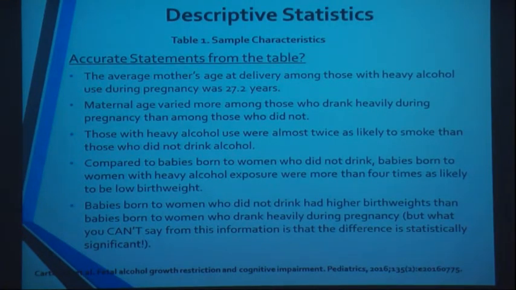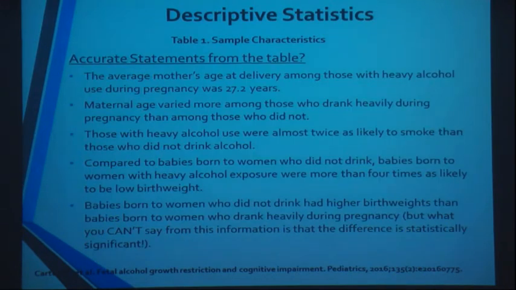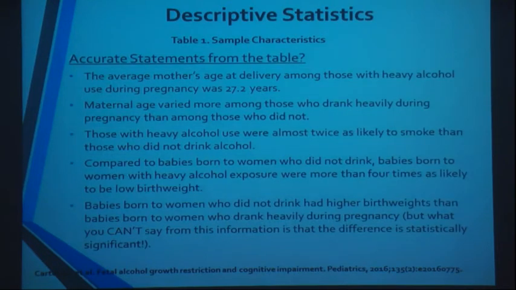Look at the second one. Maternal age varied more among those who drank heavily during pregnancy than among those who didn't. Where did we get that information? Yep, standard deviations. Notice that the standard deviation for the control group is smaller than for the heavy exposure group, so we can make a conclusion about who varied more. Third one: those with heavy alcohol use were almost twice as likely to smoke than those who did not drink alcohol. Look back. See the differences there? This would be the third row, 87% versus 46%. So we can say that's almost twice as much.